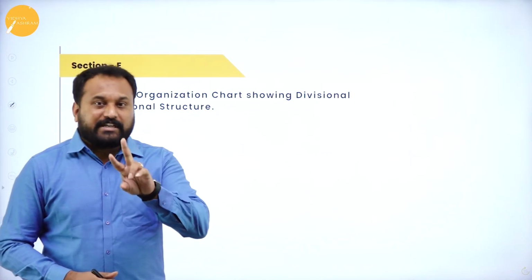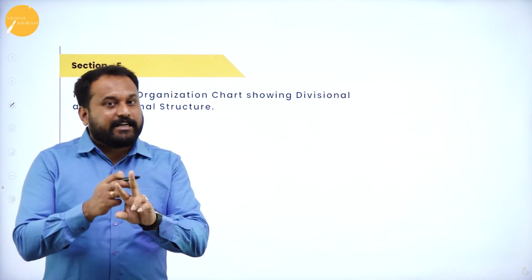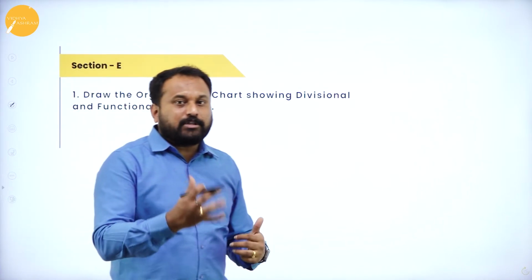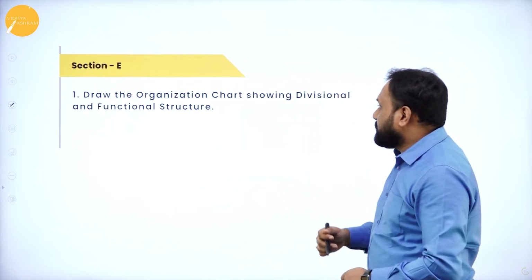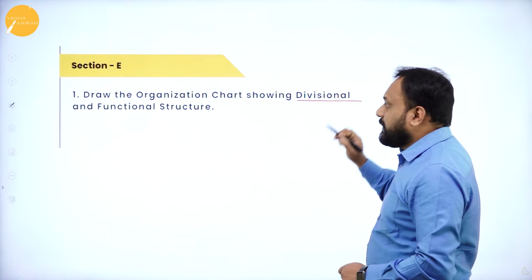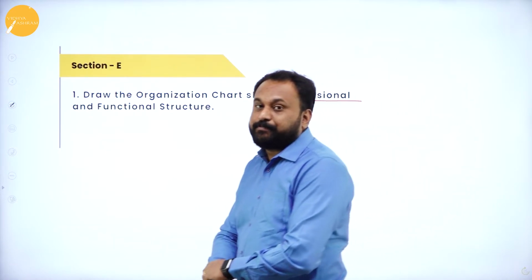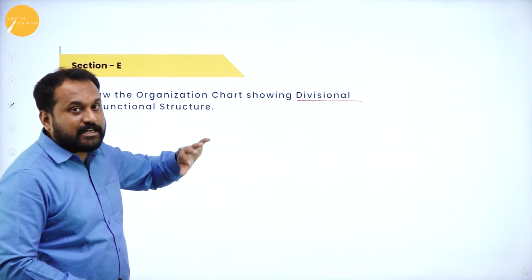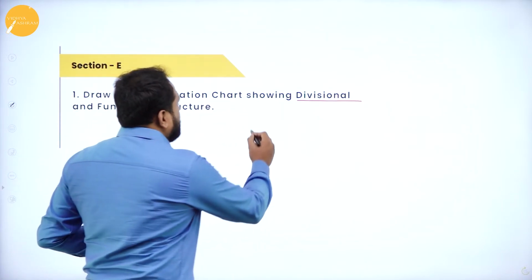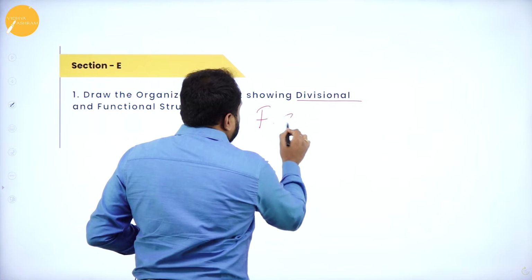You will get 2 questions, functional or divisional structure. So I'll teach you both the structures here. Let's read the question. Draw the organization chart showing divisional and functional structure. So when you go with divisional and functional, let me tell you the first one, functional structure. I'll just teach you here. So we'll write here functional structure.